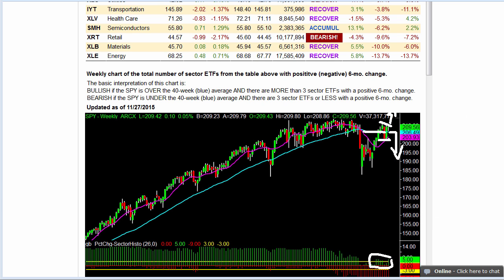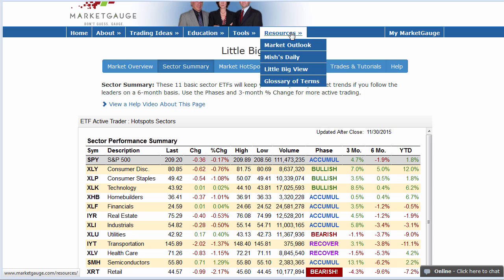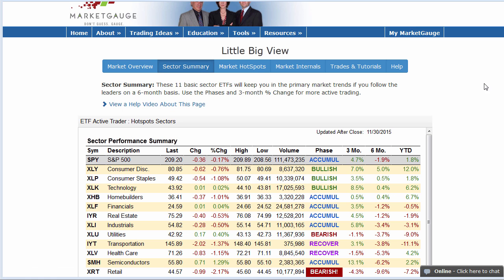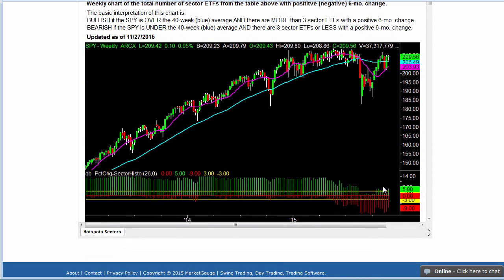All right, so with that, let's go back up to this sector table. First of all, let me make sure you understand where I'm getting the sector table from. I've just gone to marketgauge.com and resources, and then little big view, and then sector summary. Now, the cool part about this is it's all free, and this is a really great way to keep track of the breadth of the market in terms of sectors, and also find trading opportunities in sectors that are leading the market.